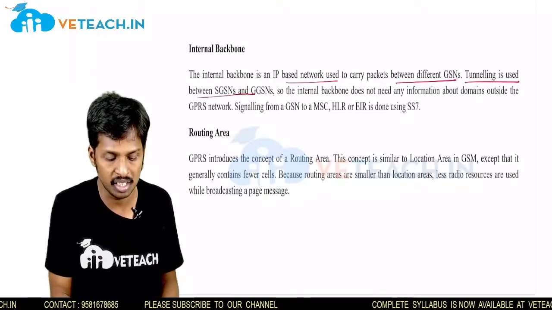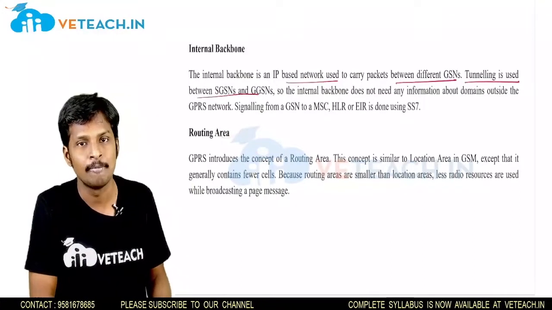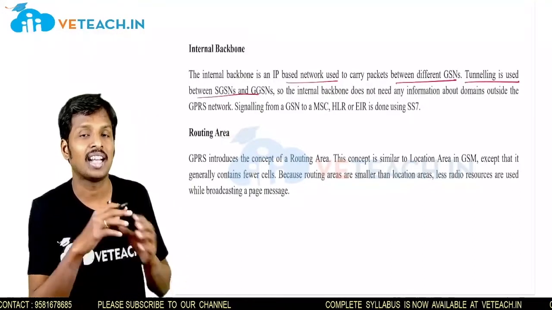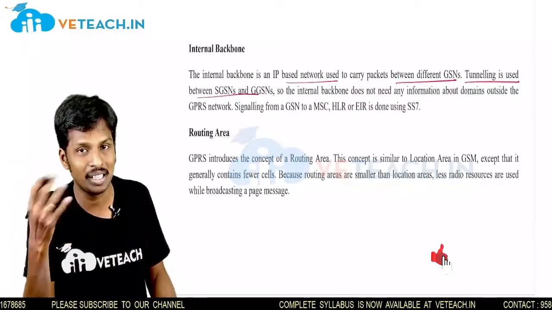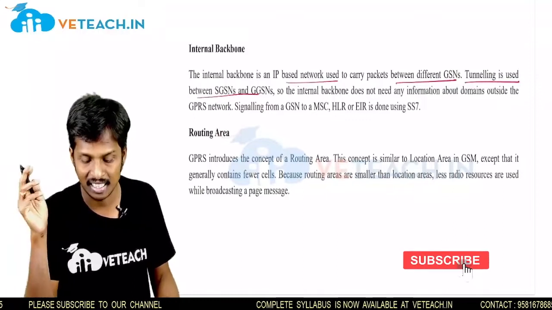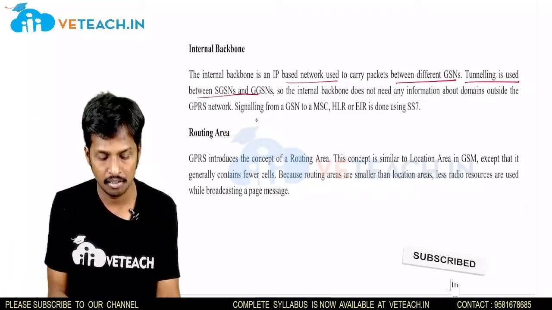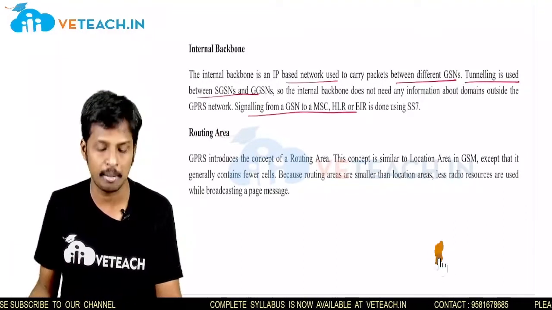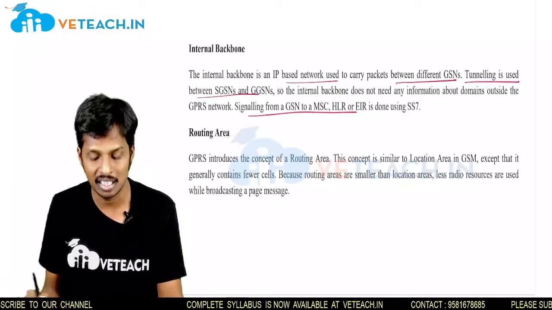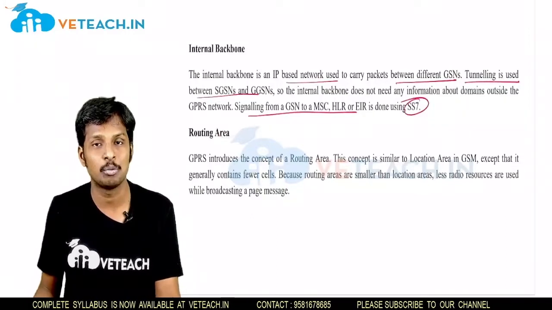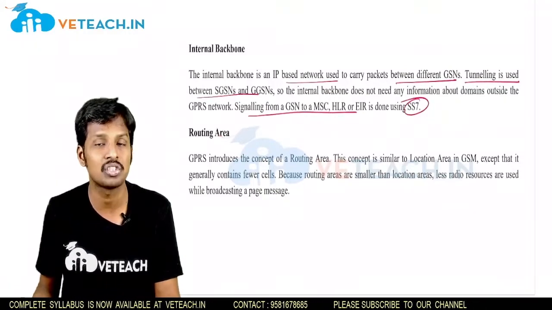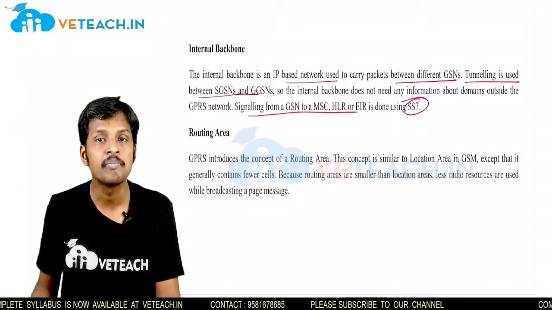Tunneling is used between SGSNs and GGSNs. Tunneling is a process of placing a cap on the data that is being sent according to the standards. For doing this, we use signaling. Signaling for GSN to MSC, HLR or EIR is done by using SS7. SS7, we already discussed, the signaling system number 7, is used for tunneling of your data.